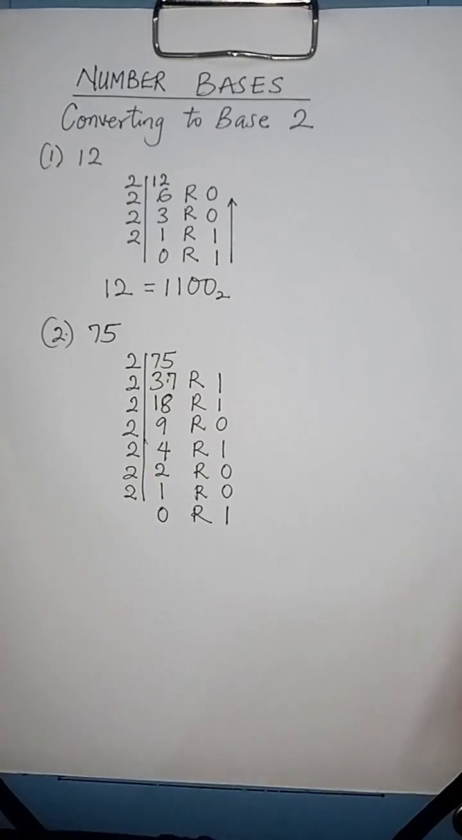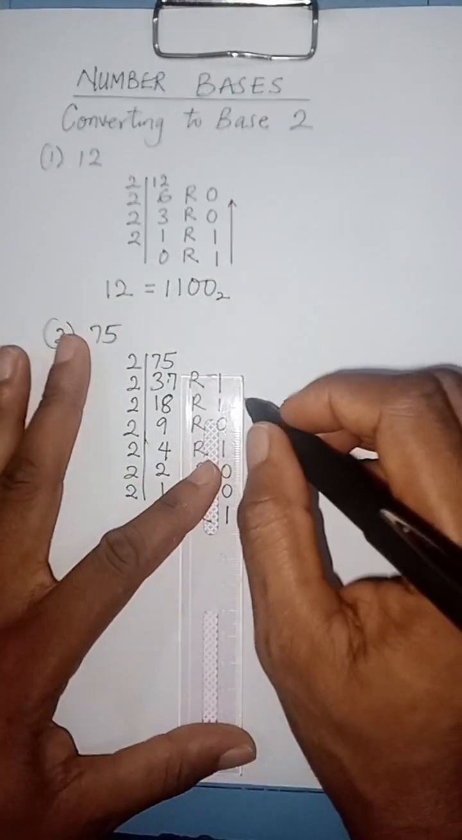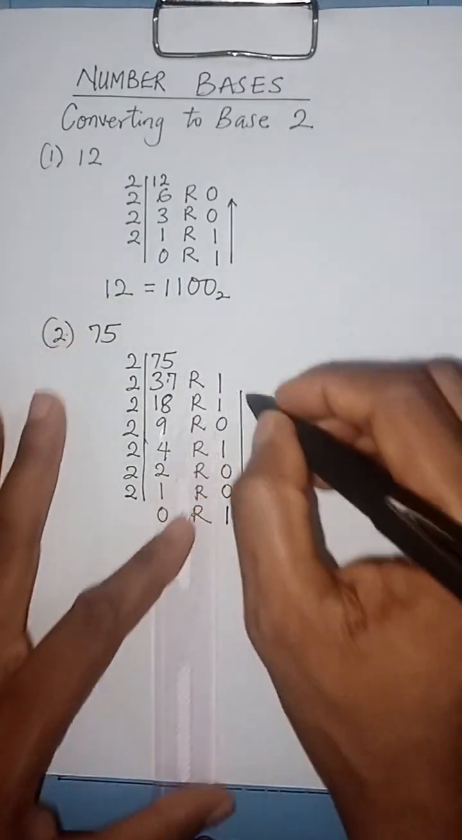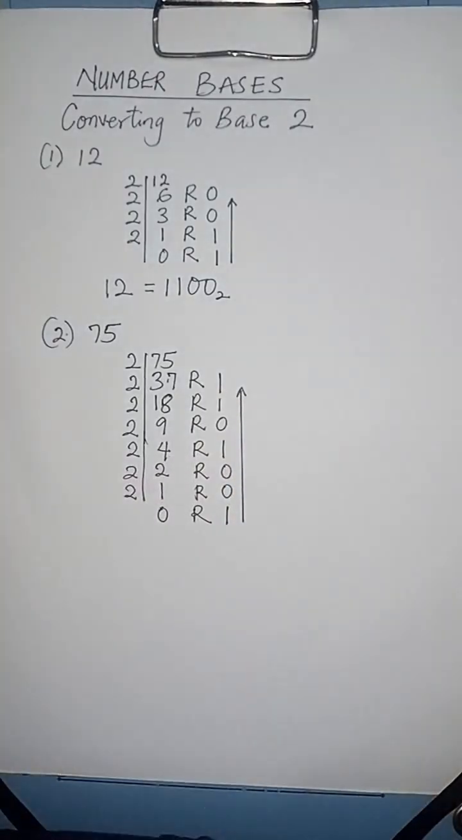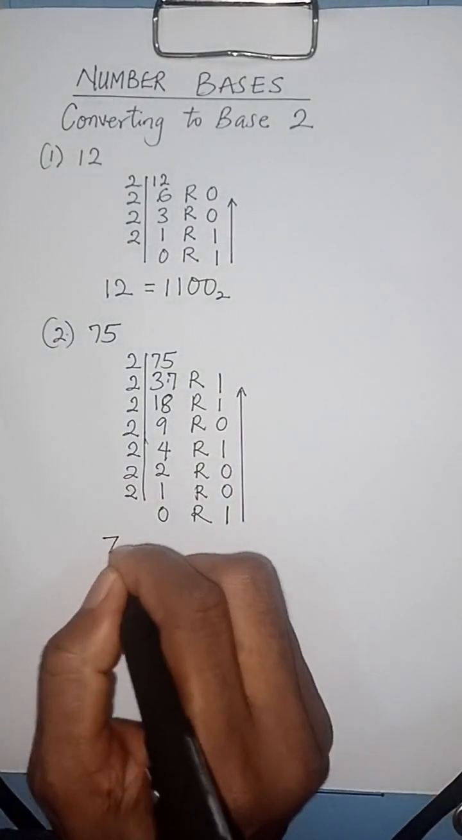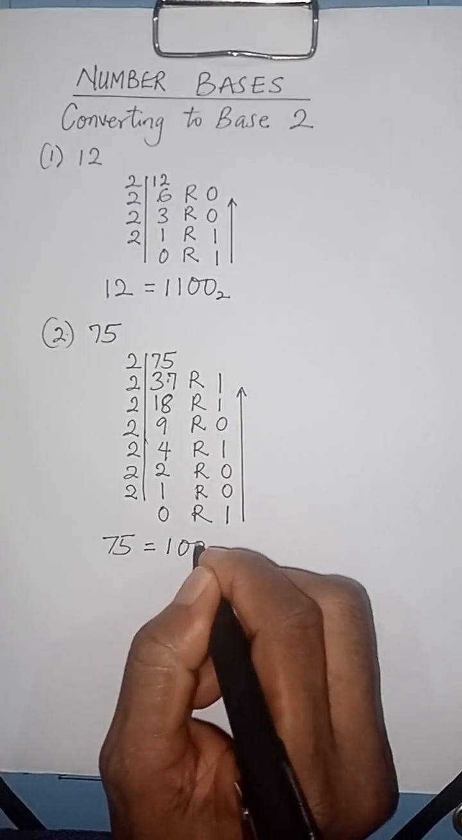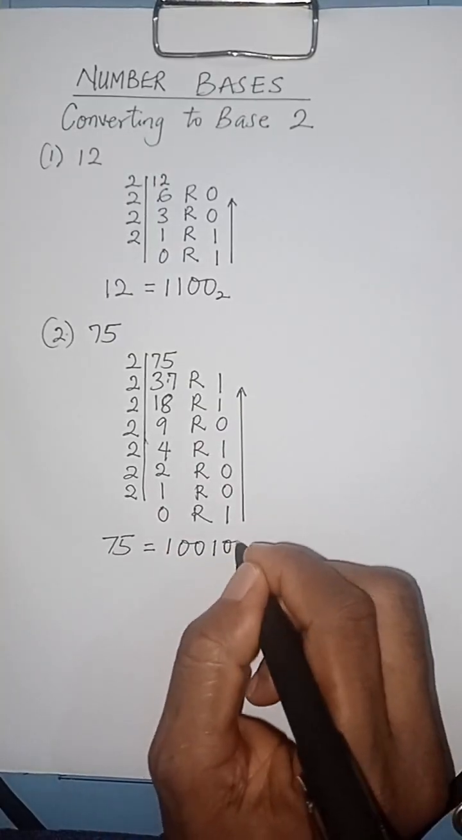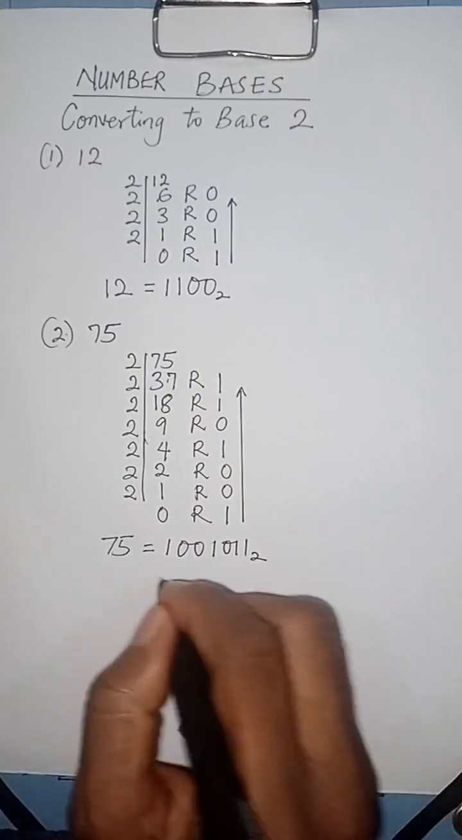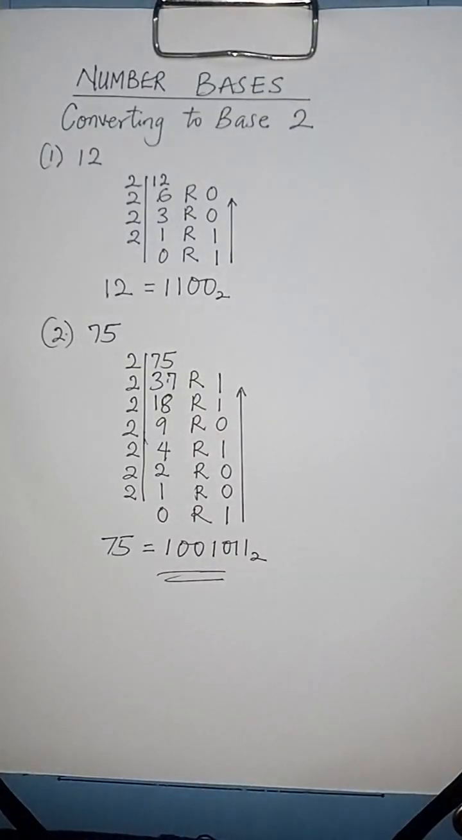So remember what we're going to do. We're going to take the numbers from the bottom to the top. So this means 75 will be equal to 1001011 in base 2. So this is the solution to the question.